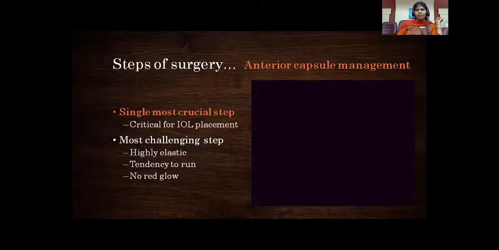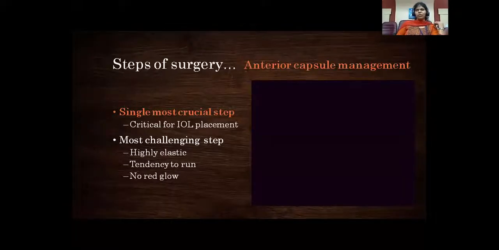So you make a side entry with a 15-degree blade. You put an air bubble. You dye the anterior capsule. You stain it with a trypan blue stain. You leave it only for half a minute. You do not at any cost want the posterior capsule to be stained. So you remove the stain comfortably.